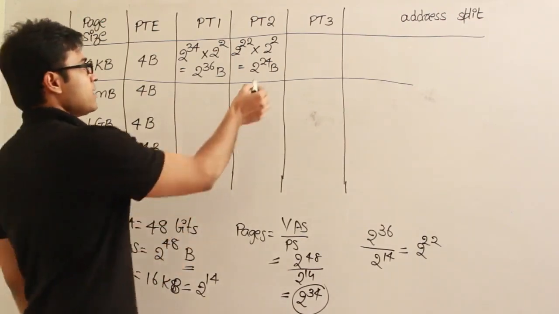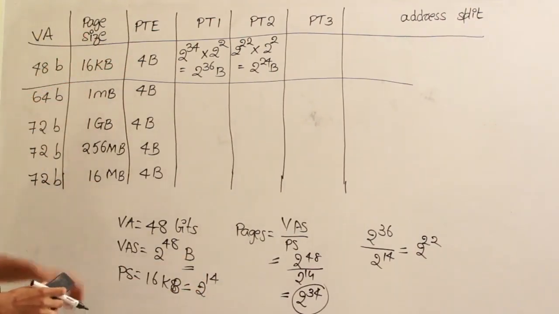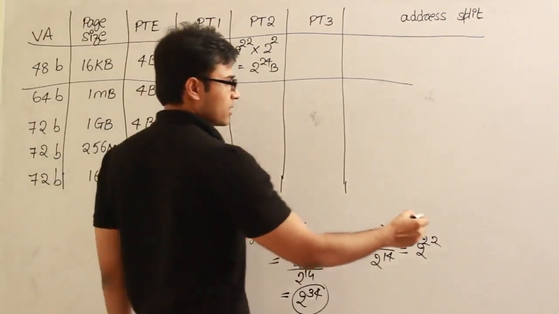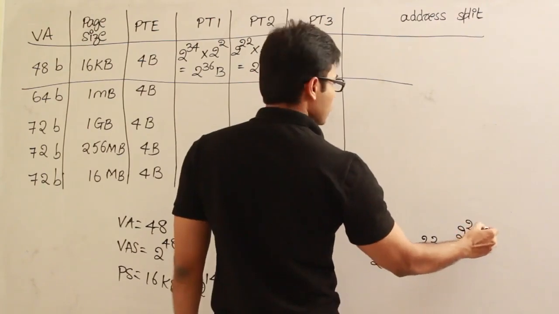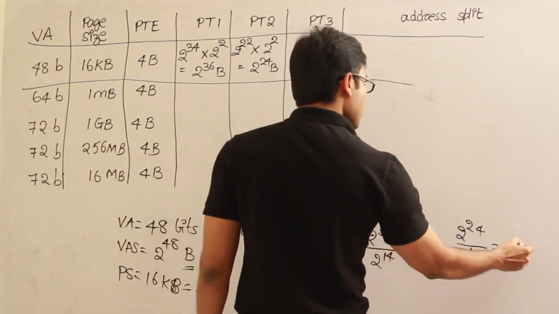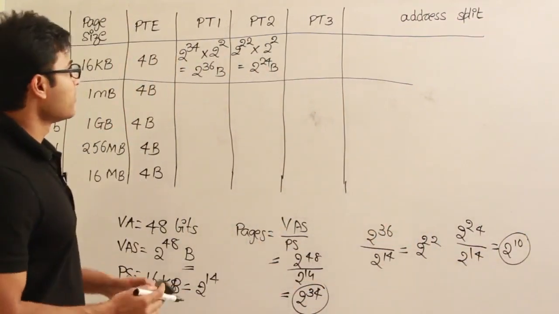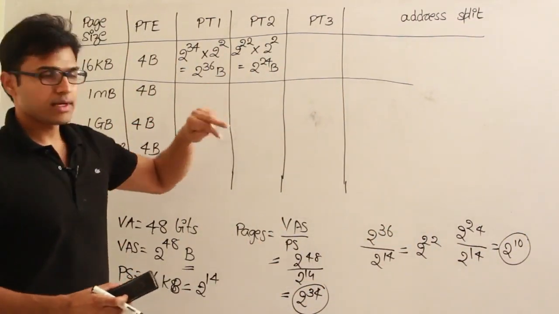And now I'll again divide this into many pages, because it is not going to fit in one page, right? So if I divide this, 2 power 24 divided by 2 power 14, then I am going to get 2 power 10. What does it mean? This page table PT2 contains 2 power 10 pages.